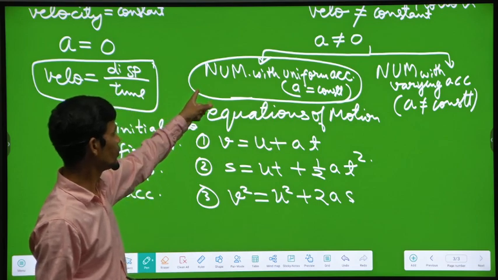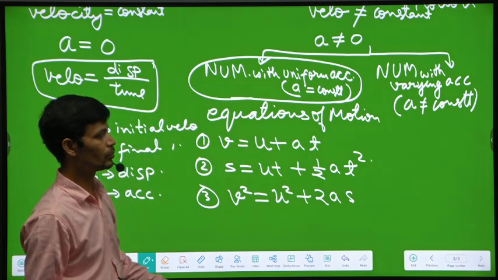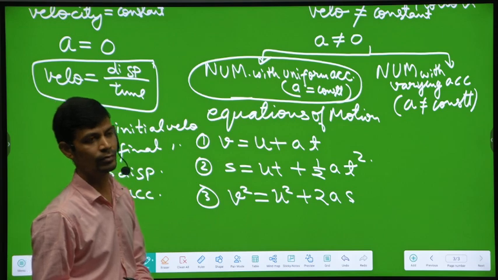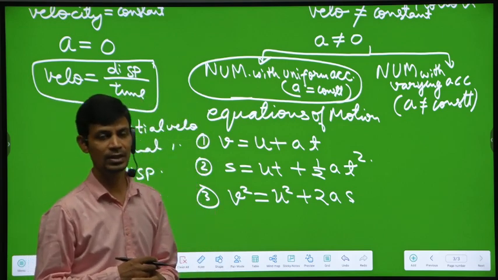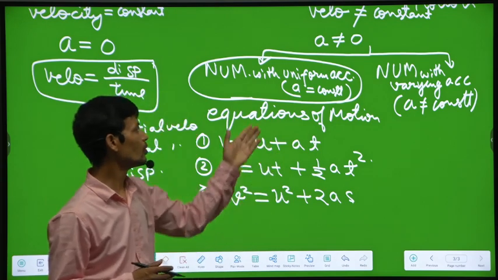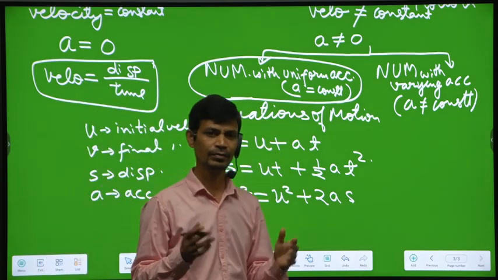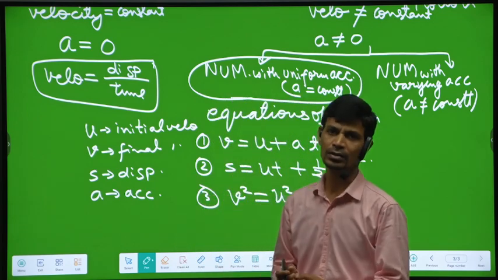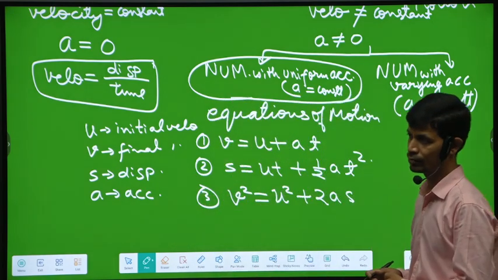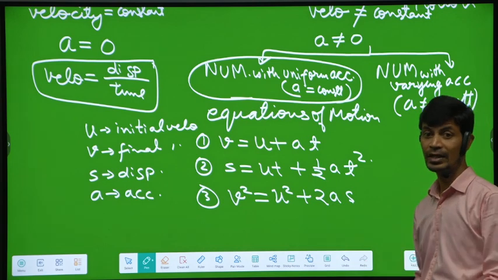So if you are asked to give some examples of non-uniform motion with constant acceleration, the best example is motion under gravity, a freely falling body on Earth, on Moon, on any other planet.